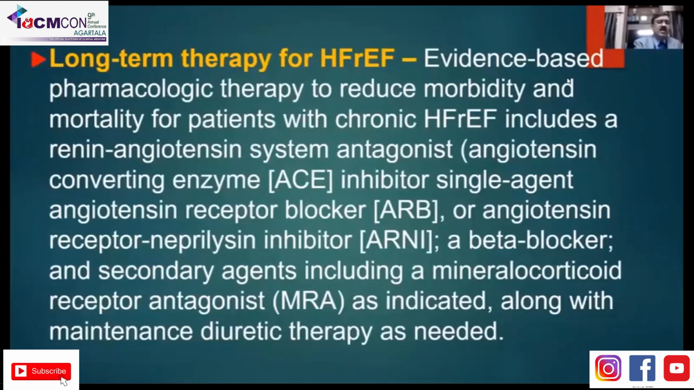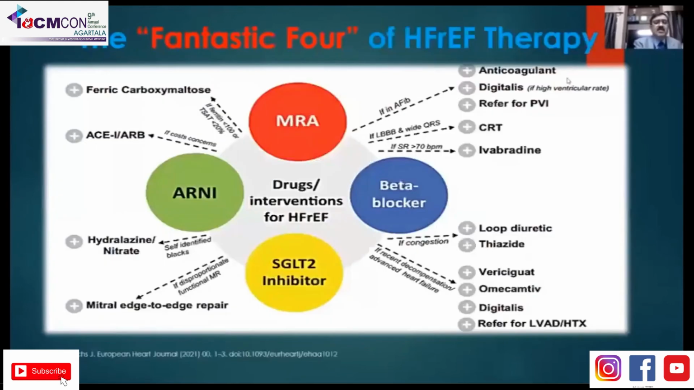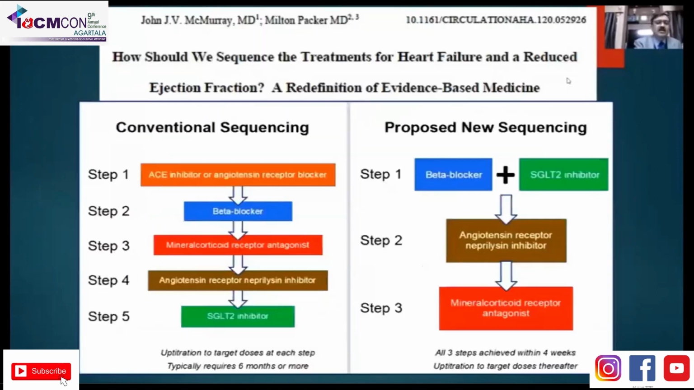HFpEF, of course, has a lot of disease-modifying therapy, and we should use all these disease-modifying therapies. In a recent European Heart Journal article, these four, ARNI, MRA, beta blocker, and SGLT2 inhibitor, have been termed the fantastic four of HF therapy. We have more fascinating therapies coming our way, vericiguat, omecamtiv, and of course, right now we also have ivabradine to add to our armamentarium. So a lot of very fascinating and effective therapies are emerging in HF. Many have emerged and more are emerging.